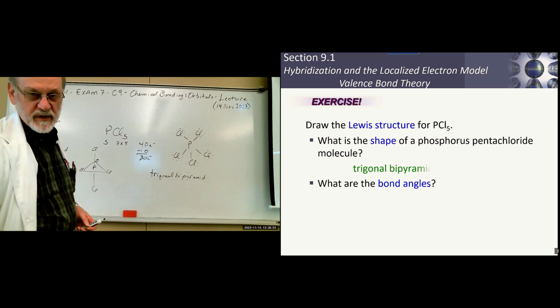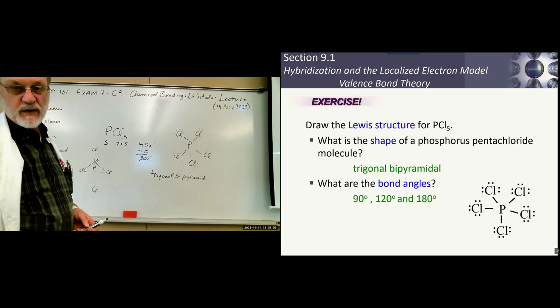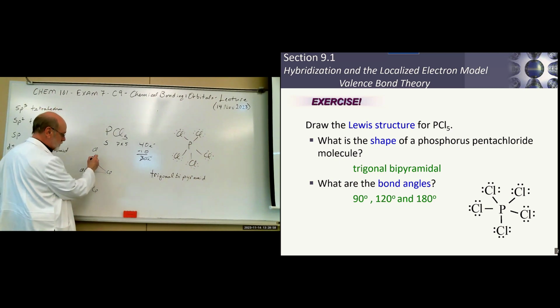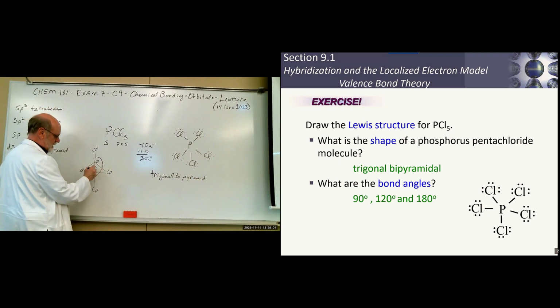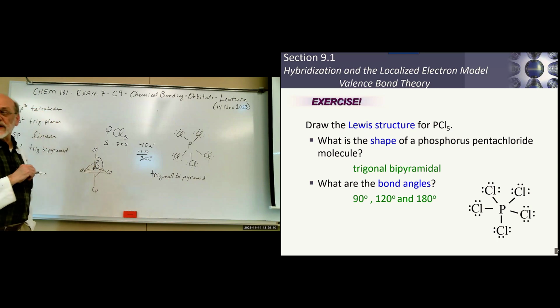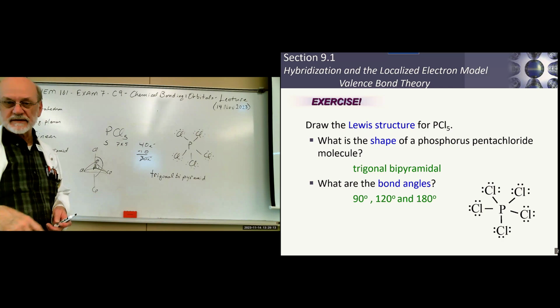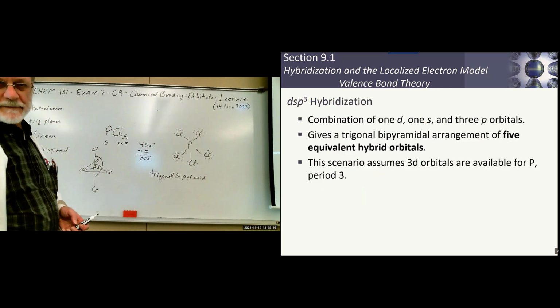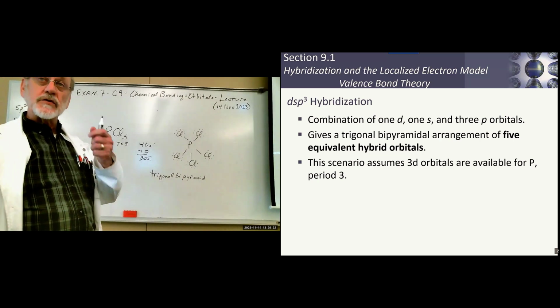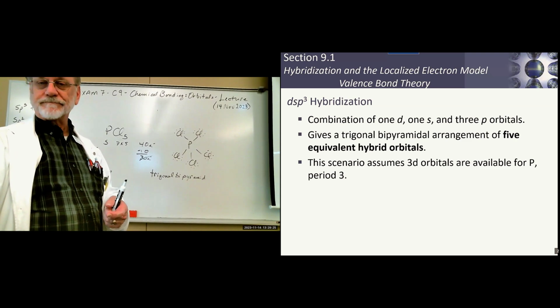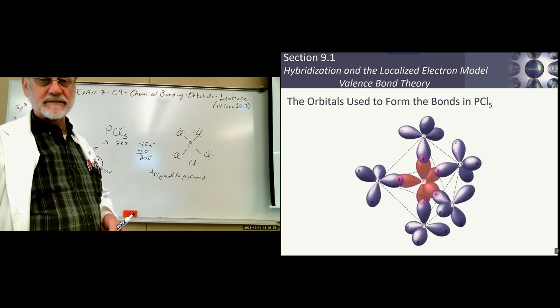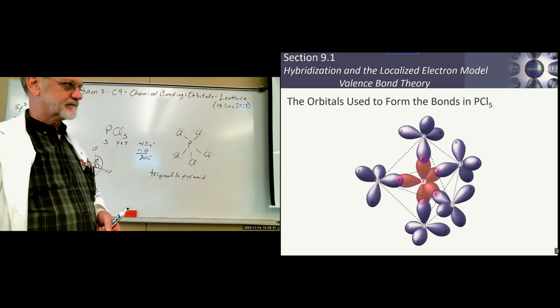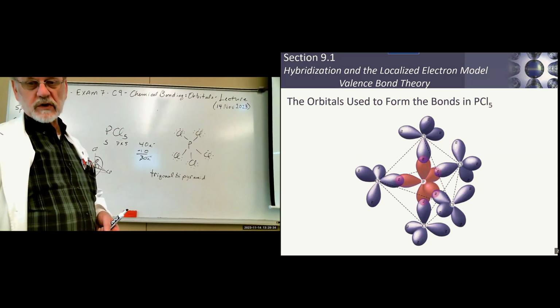And there's the shape and the bond angles: 90, 120, and 180. 180 if you count from here to here. If you count from here to here, it's right angles. And if you count from here to, say, over here, it's 120. So you have those 3 possibilities. When you have access to 3D orbitals, then you can hybridize further. And in this case, we have to. That's what it would look like.